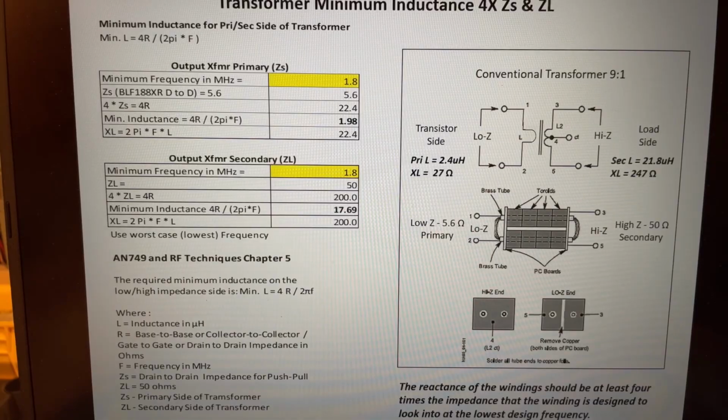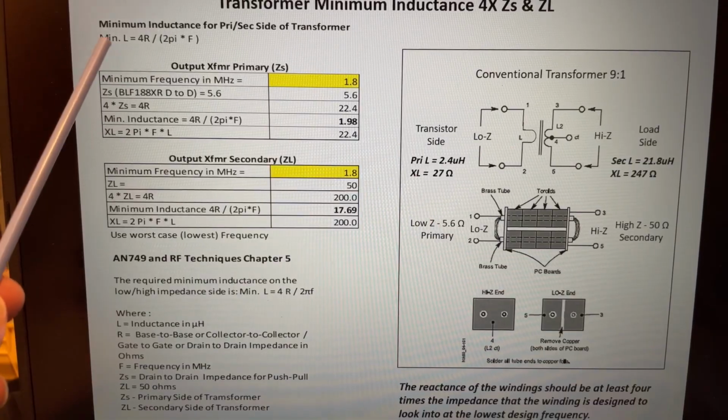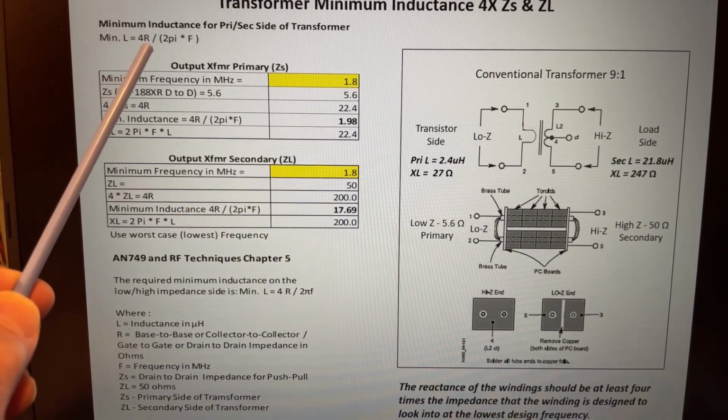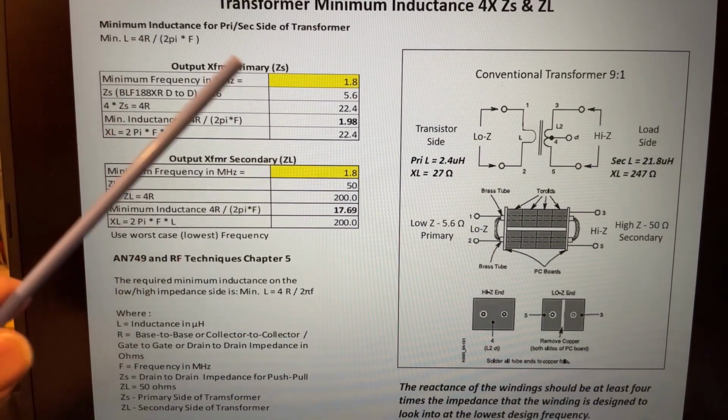Okay, so also, there's a minimum amount of inductance that's needed for the primary and the secondary. And the rule is usually 4 times the load. Okay, and that would be on the input side and the output side. So here's the formula, minimum inductance: L equals 4R divided by 2 times pi times F.